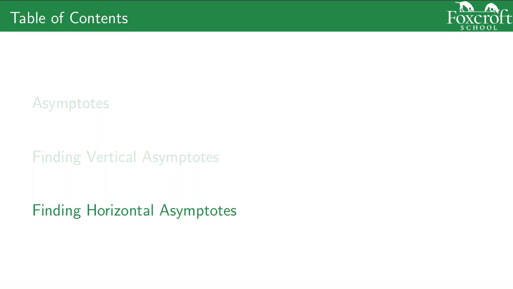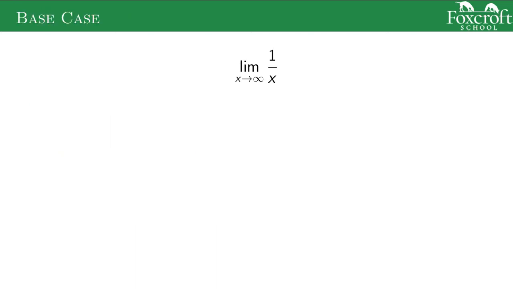So we just looked at how to find vertical asymptotes, and now we're going to look at how to find horizontal asymptotes. So again, we're going to look at the base case. What happens for 1 over x? So again, you can plug in some values. I think just looking at the graph is probably enough. So 1 over x looks like this.